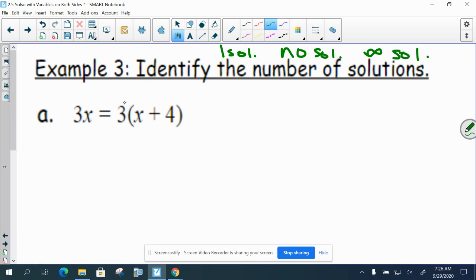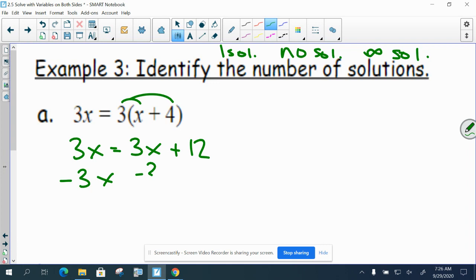Okay, so first of all, we will distribute the 3. So 3x equals 3x plus 12. And I guess we'll subtract 3x on both sides since it's the same thing. Okay, 3x minus 3x would be 0. 3x is 0 again, and you get 12. Okay, so 0 equals 12. Wait a minute, that's not true. So we'll say 0 does not equal 12, so which one do you think it'll be? This would be no solution.